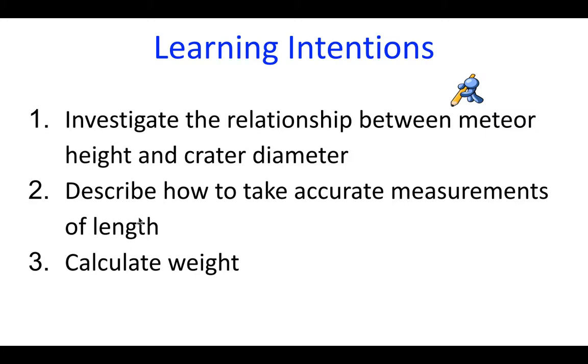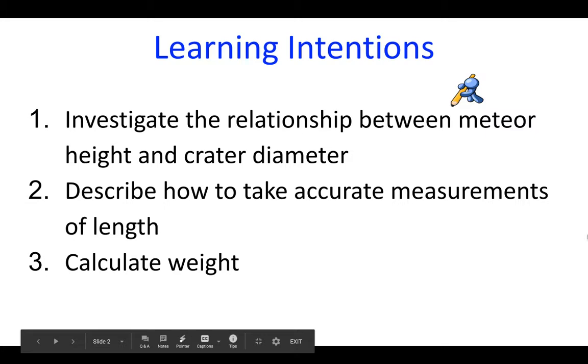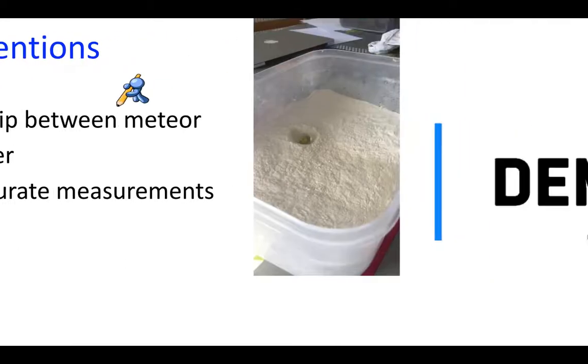We then want to talk about accurate measurements of length. Okay, how do we take proper measurements of length? And now this mightn't be possible at home, but certainly we'll be able to calculate the mass of the meteor that you're measuring. You probably won't be able to work out. Well, we'll see. It depends on what you have. So this is the setup.